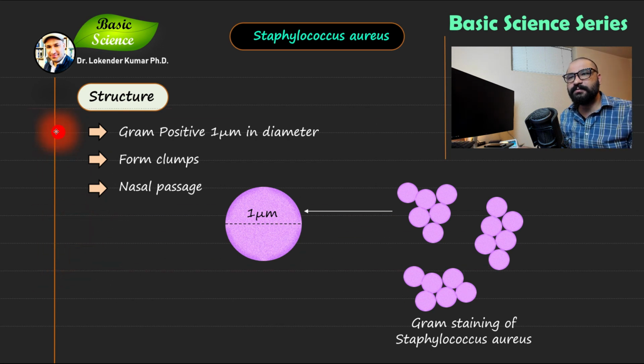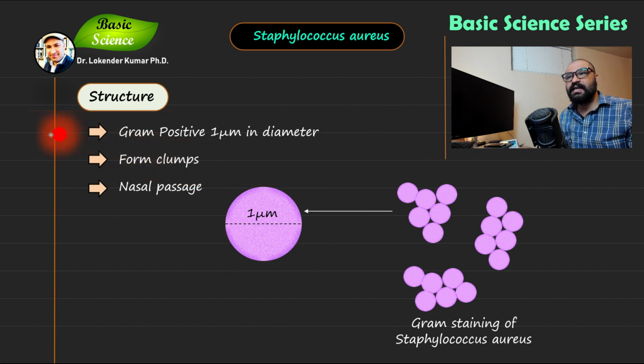Let me use this red colored marker or highlighter so that I can direct you, right? So this is the diameter that I'm trying to show you. From one point to another point, it's 1 micrometer, and these are the clumps that you're going to see under the microscope, and probably you're going to use the oil immersion lens and 100x magnification.